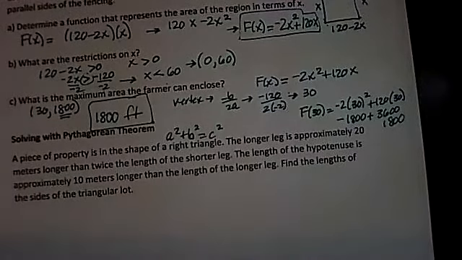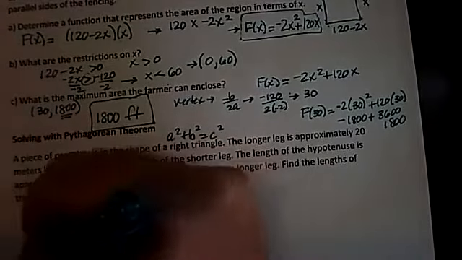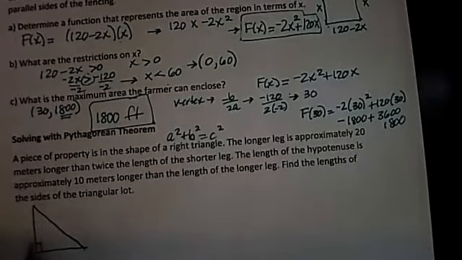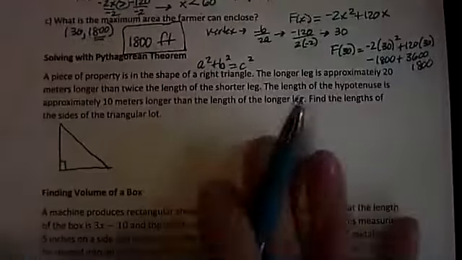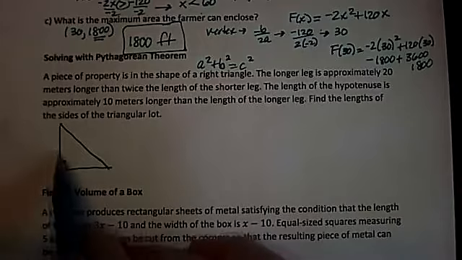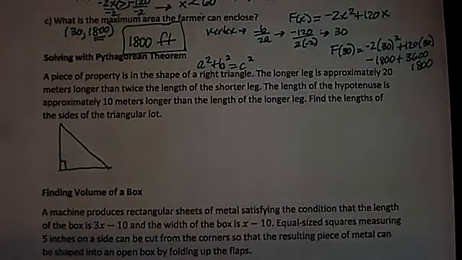All right, so a piece of property is in the shape of a right triangle. So here's our property. And we know it's a right triangle, it tells us that. The longer leg is approximately 20 meters longer than twice the length of the shorter leg. So one of these is the longer leg. All right, this is the longest side, but these are your legs. And this is the longest side, but they're talking about the longest leg. So it doesn't matter which one you choose.